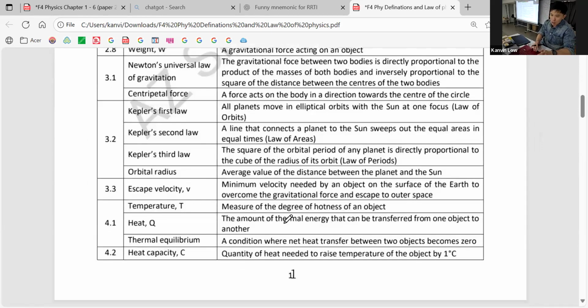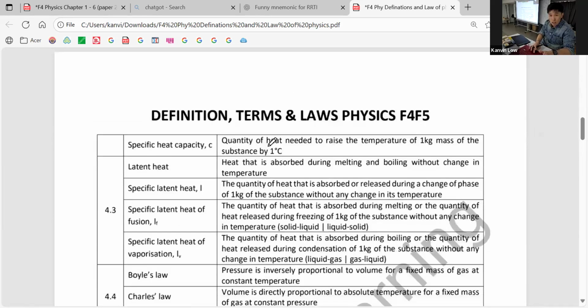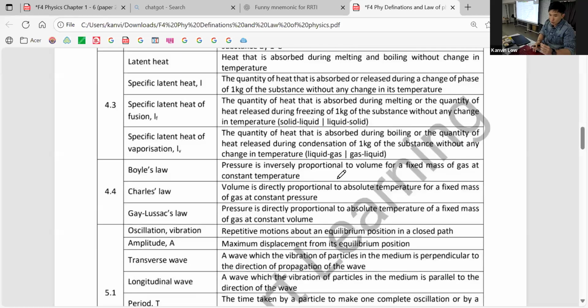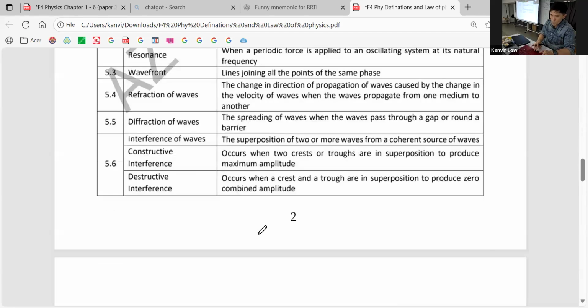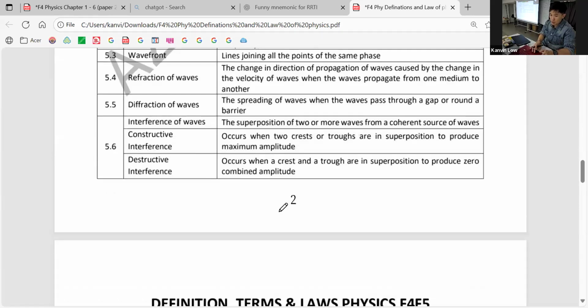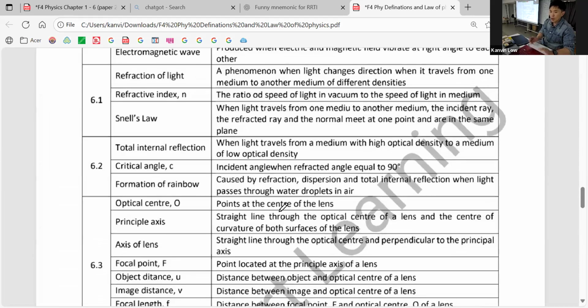So heat capacity, specific heat capacity: you have the specific chapters that may come up. So please remember these definitions. They may ask as the first question. Oh, and also Young's double slit, boys. Interference. Okay. Oh yeah, students.